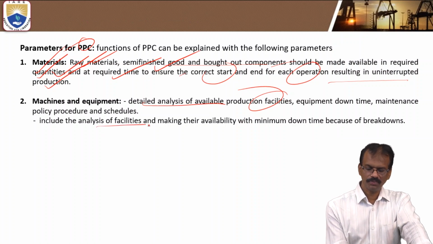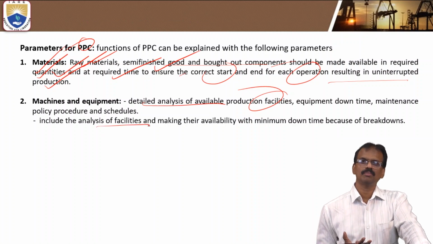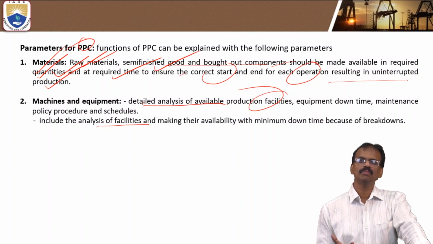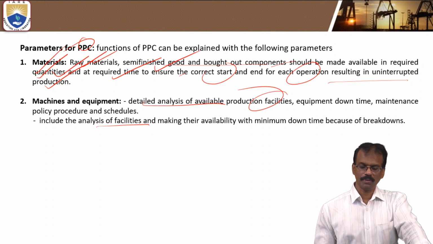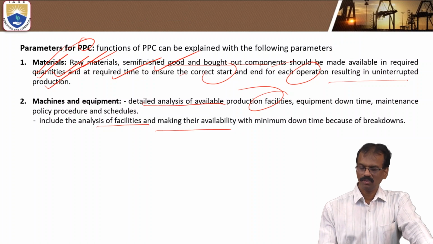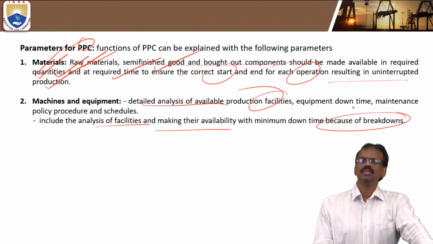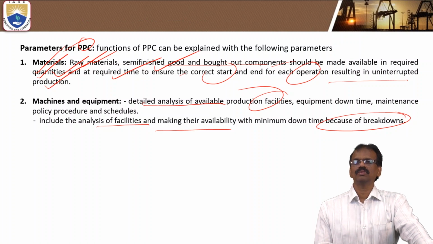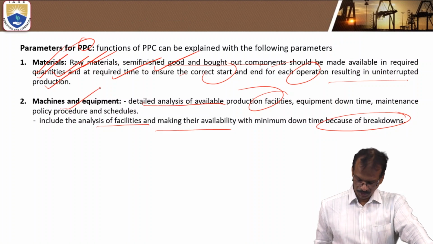It includes the analysis of facilities, that is, what facilities are available in the company or industry. Analysis of that is also very important. Next, making machines available with minimum downtime because of breakdowns. Okay, so this is very important. Identification of machinery and availability of the machines and equipment for the production system. So these are very important parameters in production planning and control.